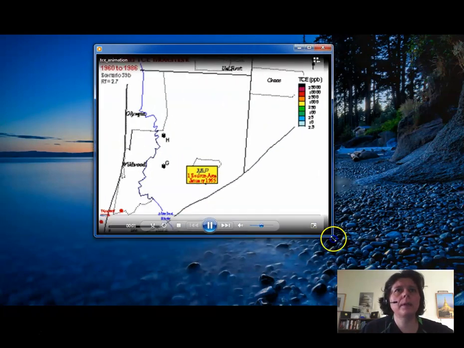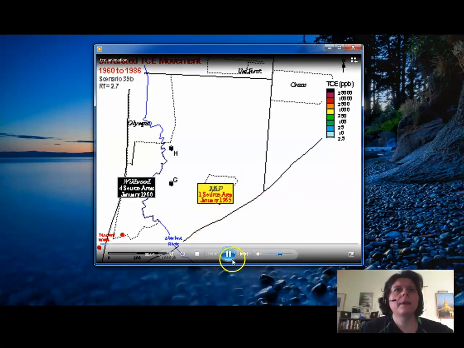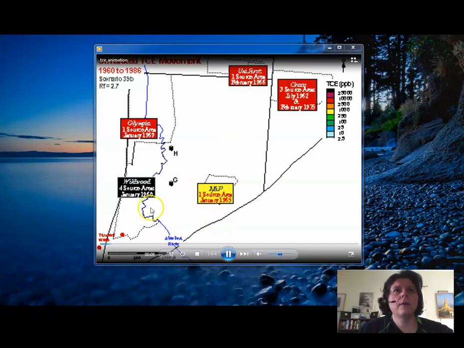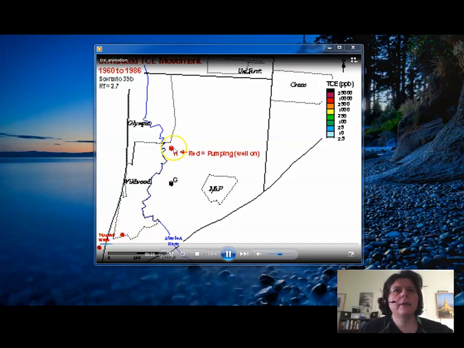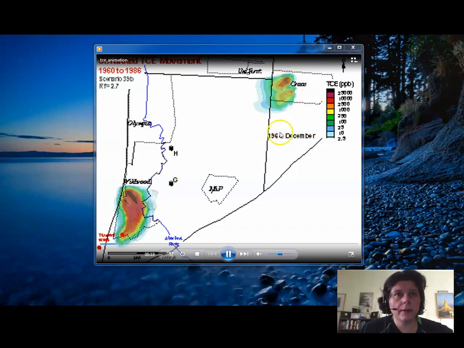Let's see if I make it a little bigger here. Okay, so let me play this one. Okay, so what's happening here is we've got Grace, we've got the tannery down here. Here's wells G and H. They're turning on pumping when it's red. Here they're spilling it. Here's the 60s. Here's Grace putting it into the ground over in this area here.